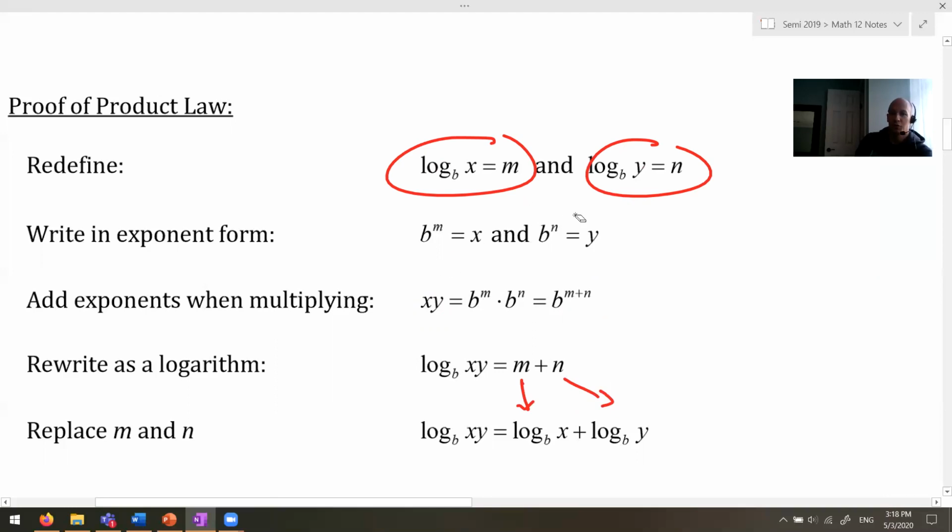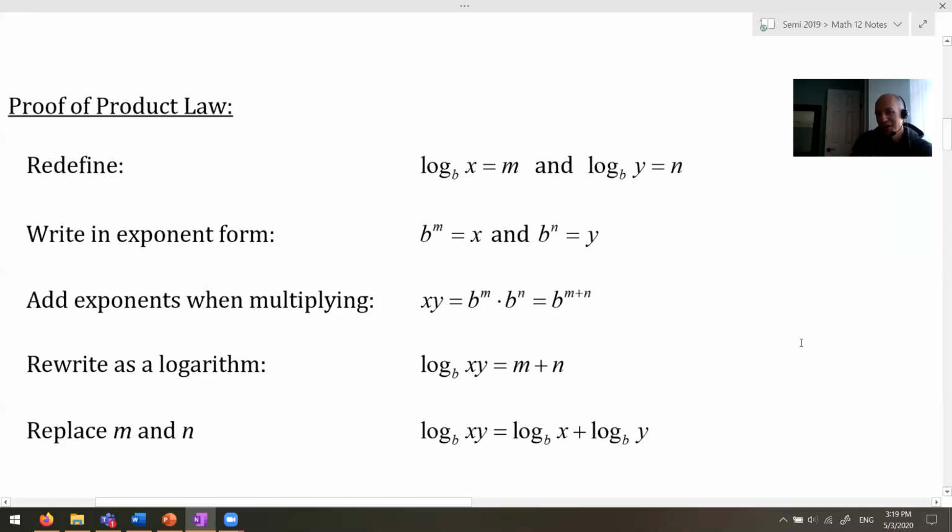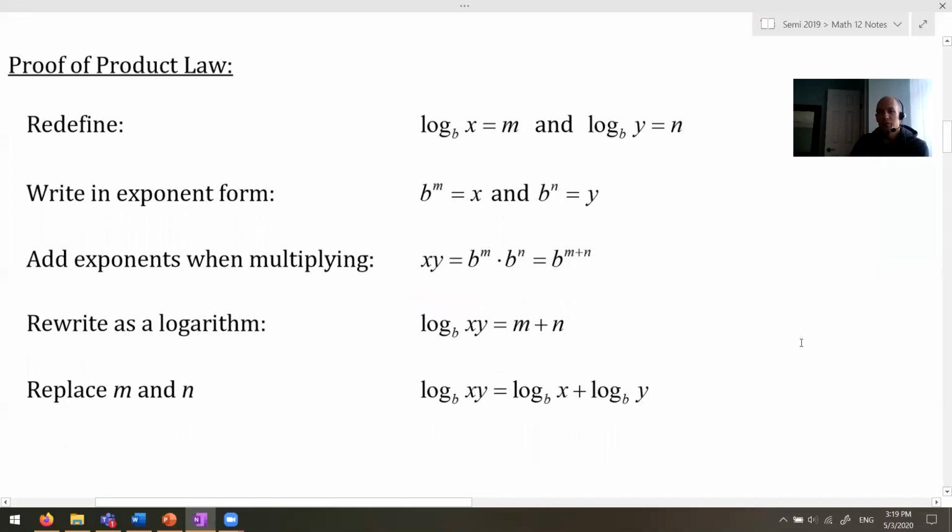If you followed all that 100%, good for you. If you just sort of glazed over and said, okay, whatever, I trust that it works, that's fine too. Just a little bit of, not a proof, but just an example of how this can work.